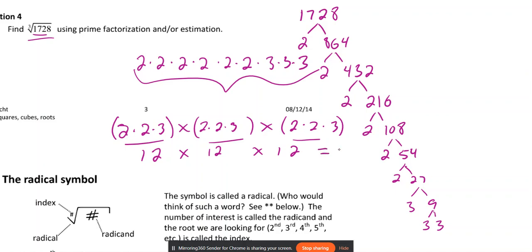Which would be equal to 1728. So the cube root of 1728 is equal to 12. For the most part, guys, you will just go cube root in your calculator to find the answer. But this idea of splitting it up is kind of a conceptual thing.